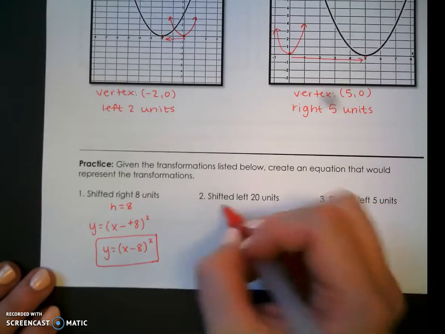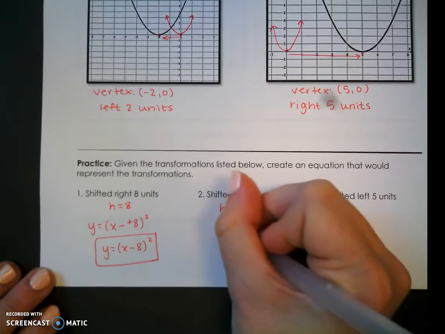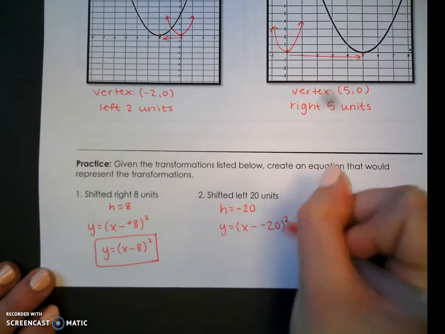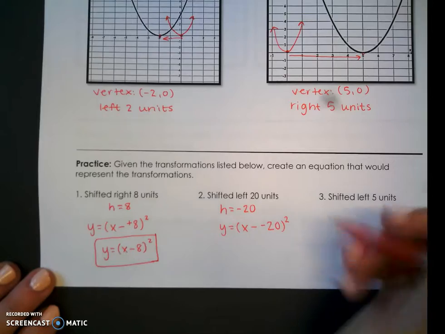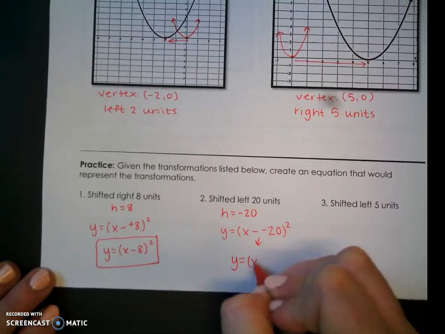Whereas when we go to the left, then our h is negative. And when we write our formula, we would have x minus h. So x minus negative 20, minus the negative becomes plus.